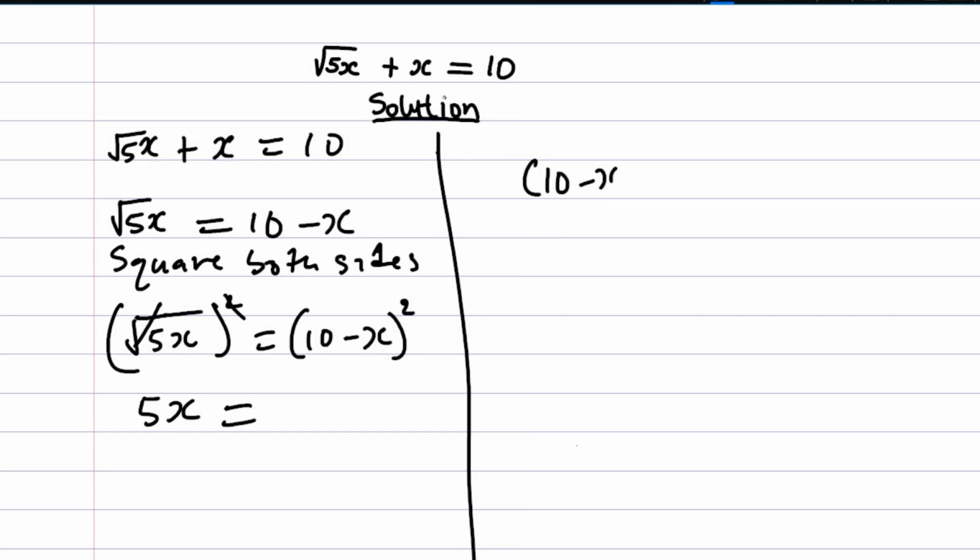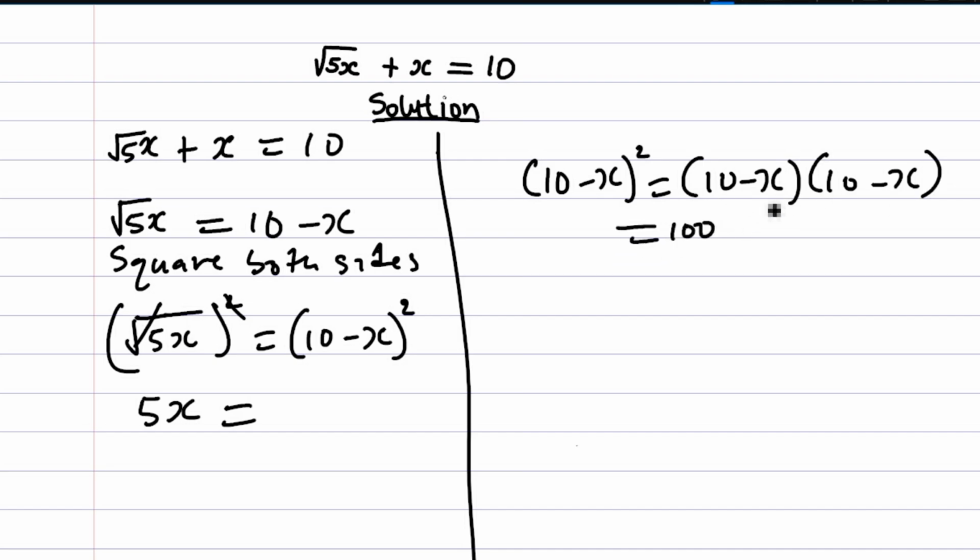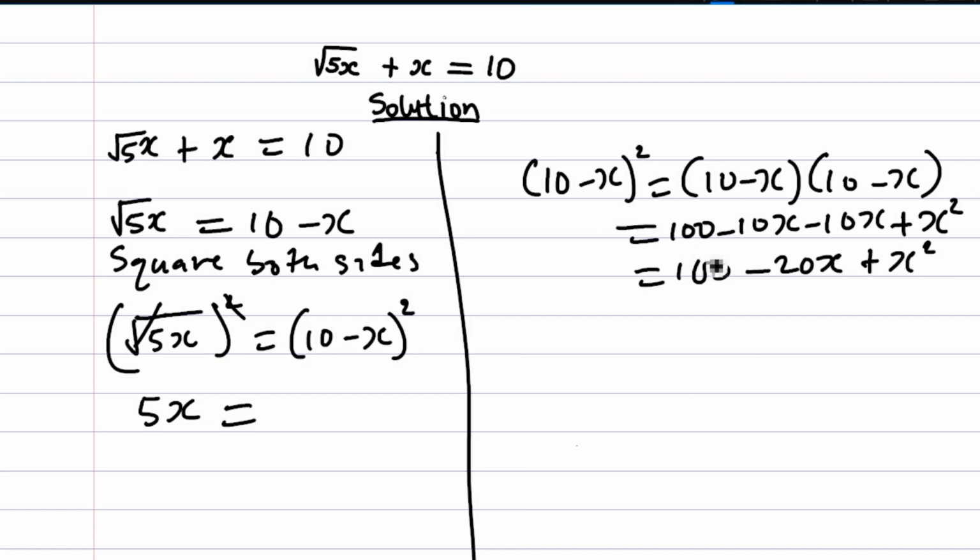Now this 10 minus x all squared is the same thing as saying 10 minus x multiplied by another 10 minus x. So if we clear this bracket, we are going to have that 10 times 10 is 100, then 10 times minus x will give you minus 10x, minus x times 10 again will give you another minus 10x, minus x times minus x will give you, first of all, minus minus is plus, and then x times x is x squared. So I'm having that this is 100 minus 20x plus x squared.